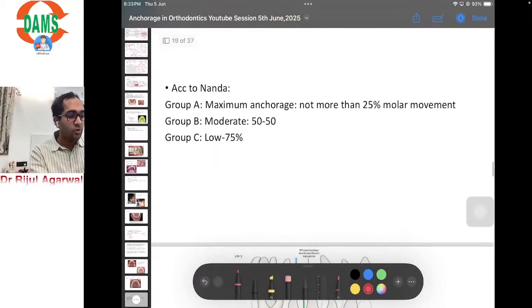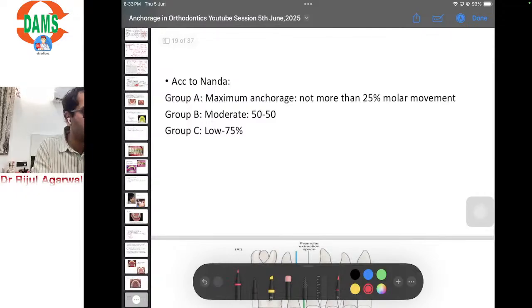I hope I am clear. So I'll move ahead to the next classification system which was given by Professor Ravi Nanda, in which he classified anchorage into group A, B and C.